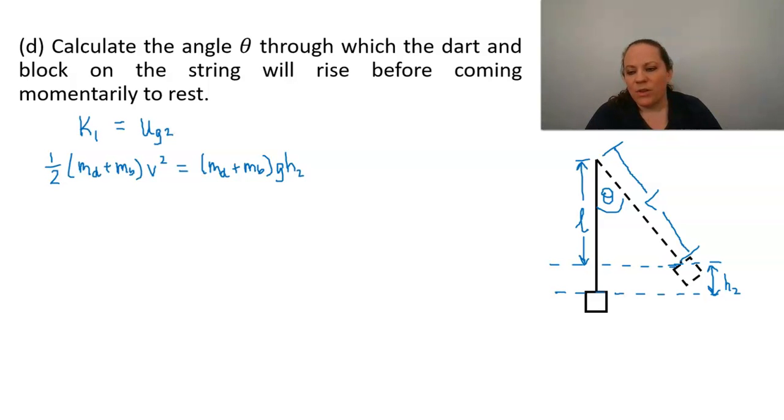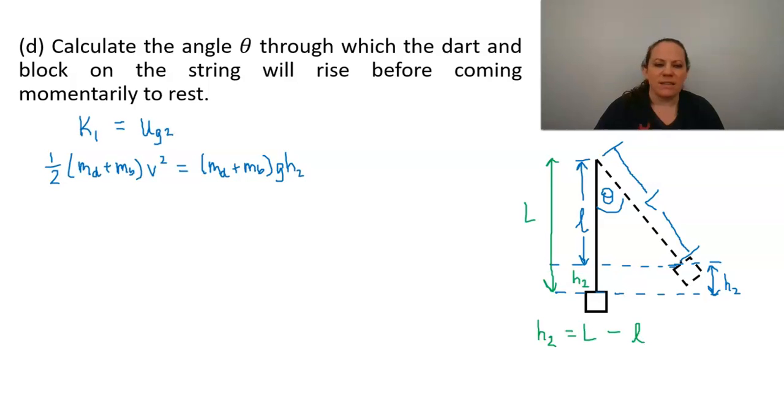So, a couple more things to note that are going to be very helpful for us are that this whole vertical piece here is also capital L, and this little piece down here is h2. So we can say that h2 will be equal to the whole string length, capital L, minus this other little piece that I called lowercase l. We're going to be able to relate lowercase l to that angle using cosine.